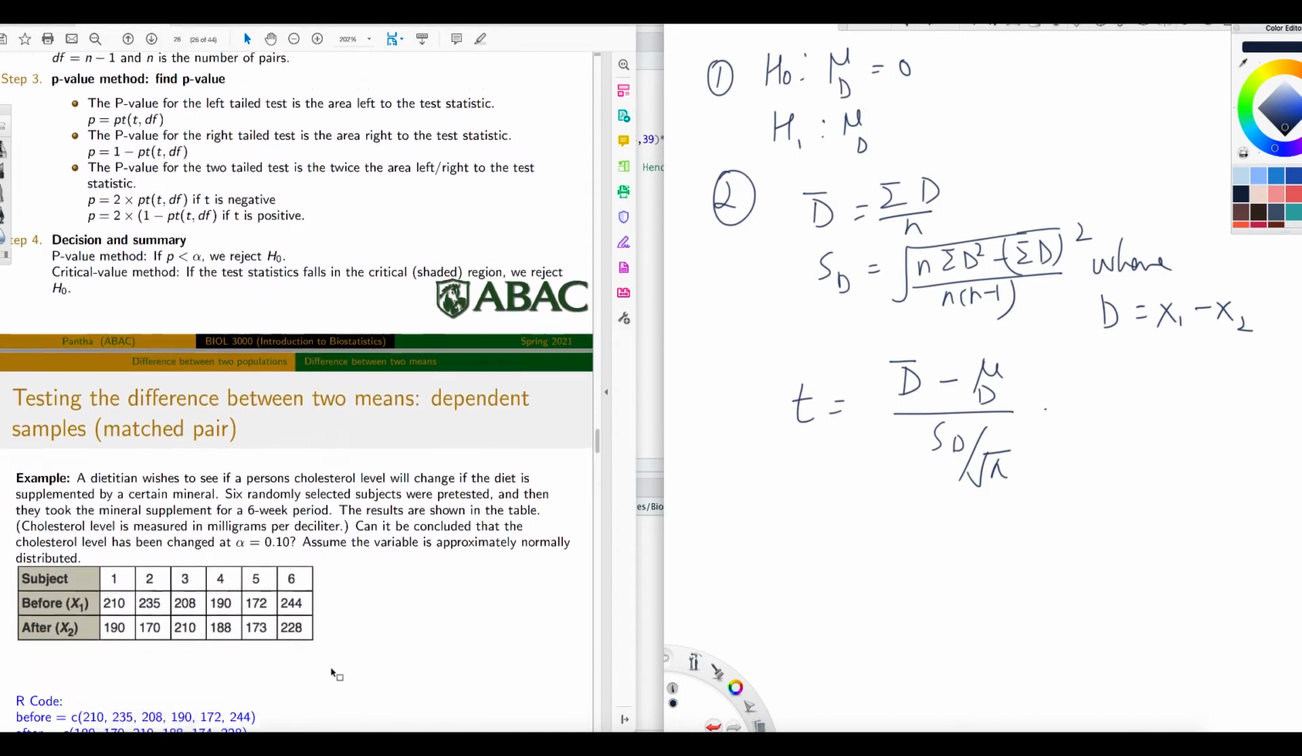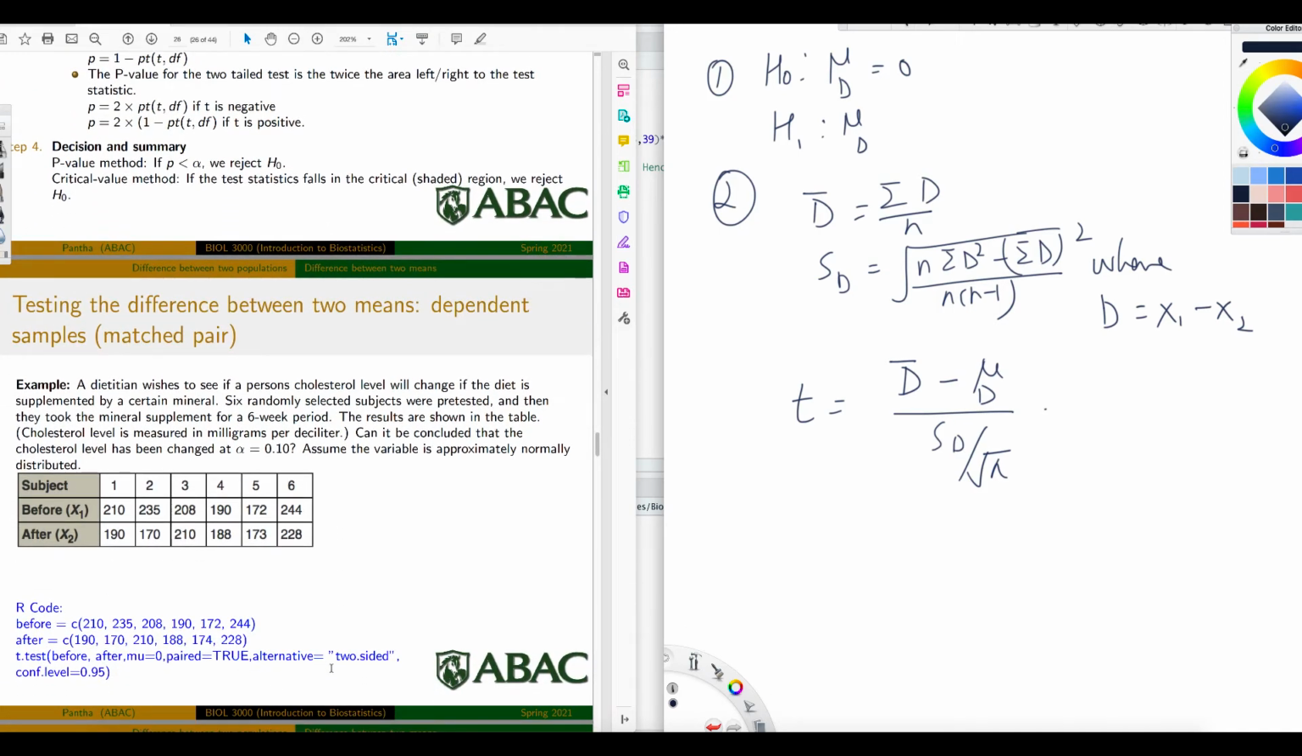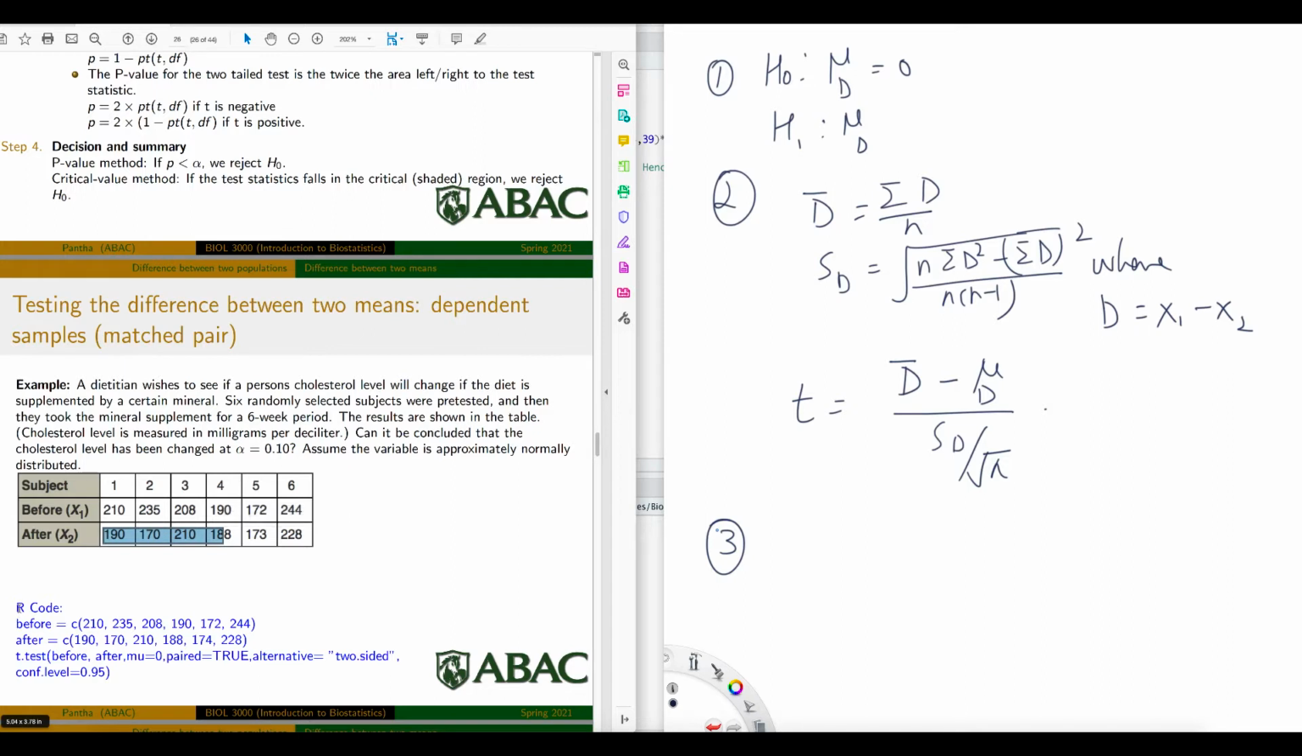So it is easier if you do it again; you can do it by hand, or you can do it using R. I prefer using R. It is very easy. So this is the before and this is the after data, right? What you do next is just type the data in the R code, type the before data and after data, and then do t.test, before, after.